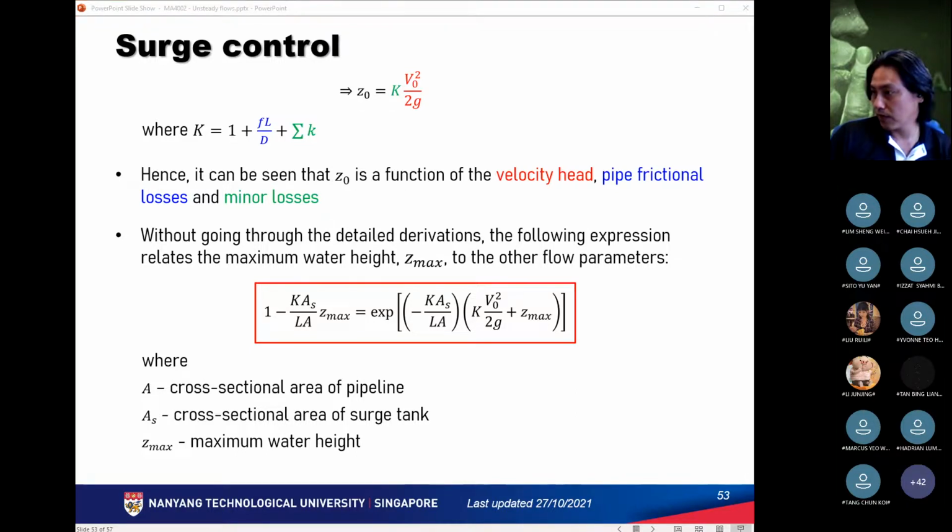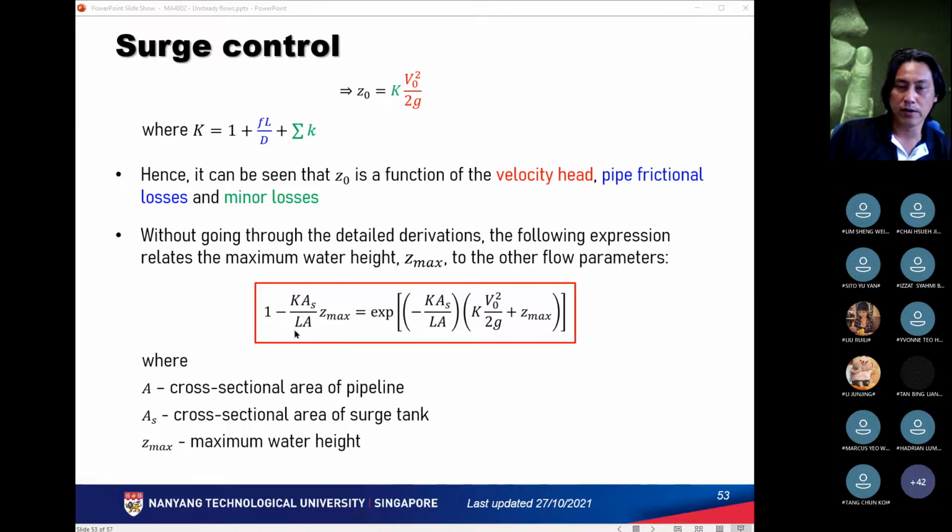That's a query: is Z naught not the steady state height? Z naught is the steady state height, yes. Zmax is not the same as Z naught. Later on when I go through the example, things will become clear, because in fact Z naught will be a negative number. Let me just go through the implications of this expression first.